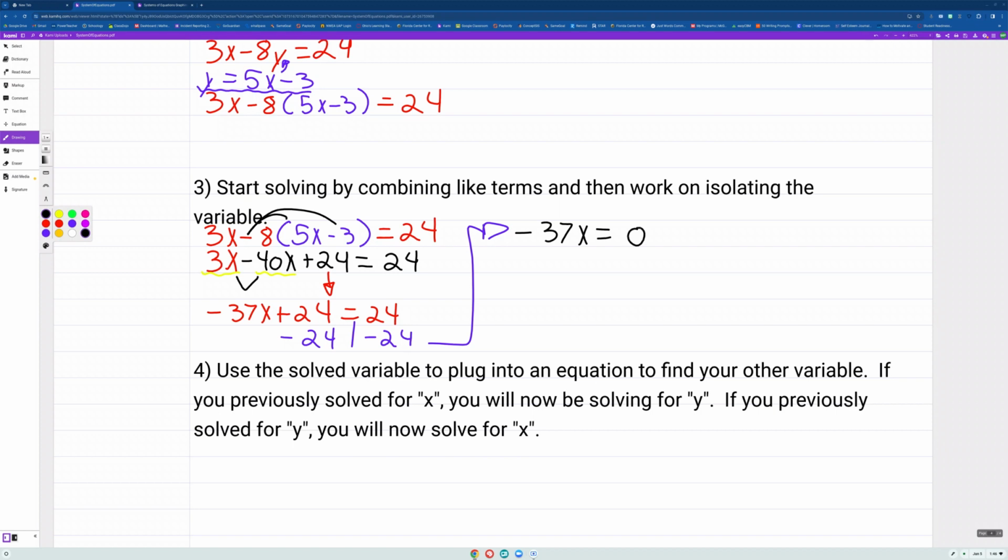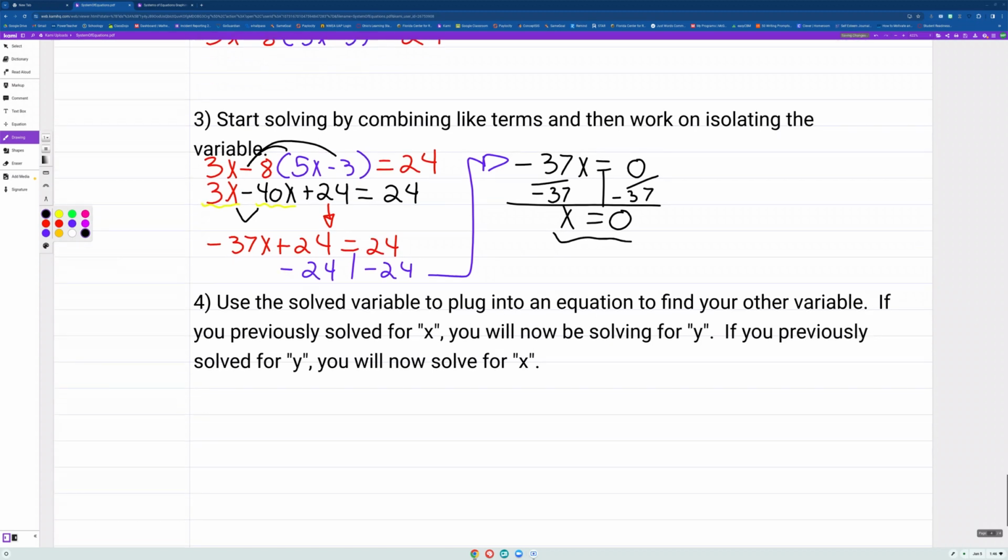Okay, don't panic. Keep going. So negative 37 and x are multiplying. I know that they're multiplying because there's no sign separating them. And when two numbers are alone, they're going to multiply. So I'm going to divide both sides by negative 37. Once I do that, I get that x equals 0. We did all of that for a 0. Are you kidding me? Well, that's just how math works.